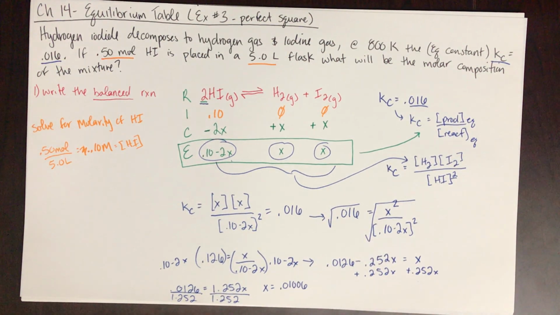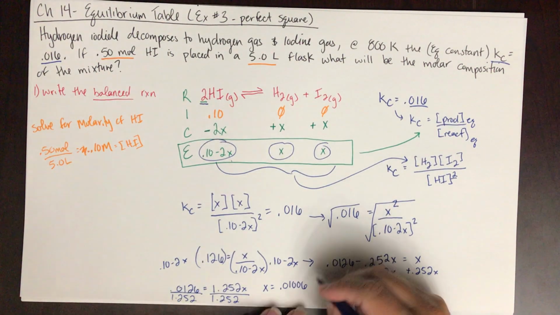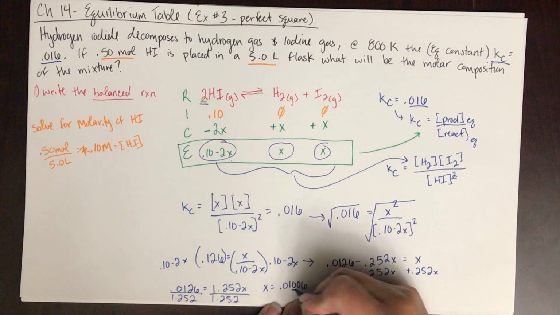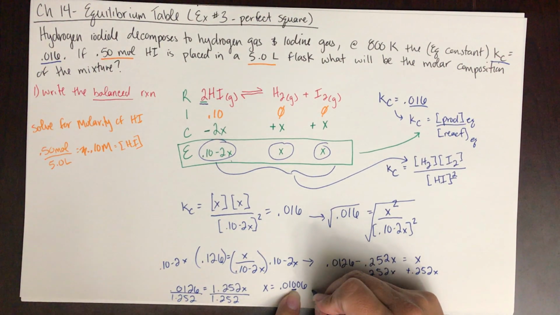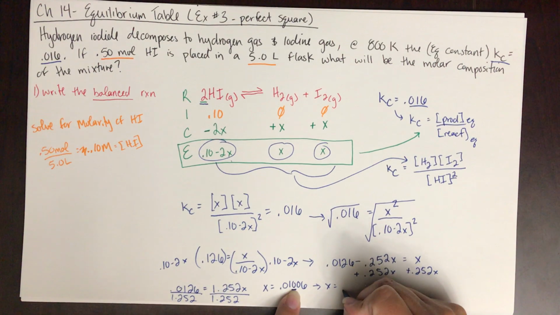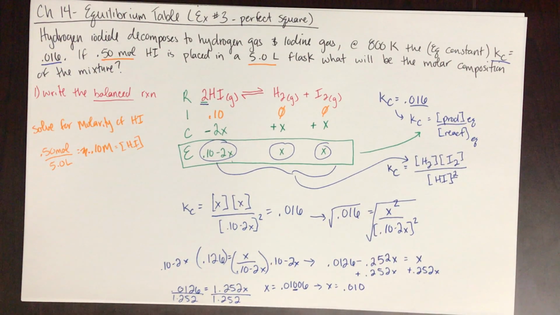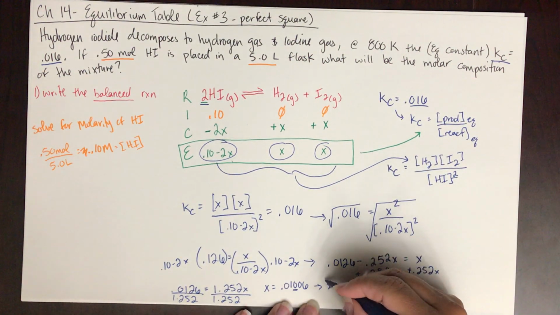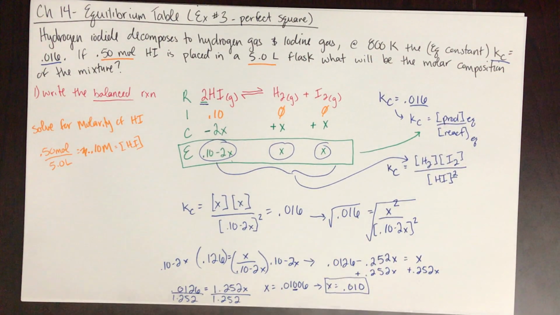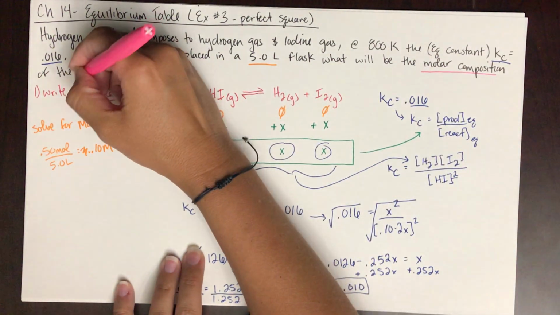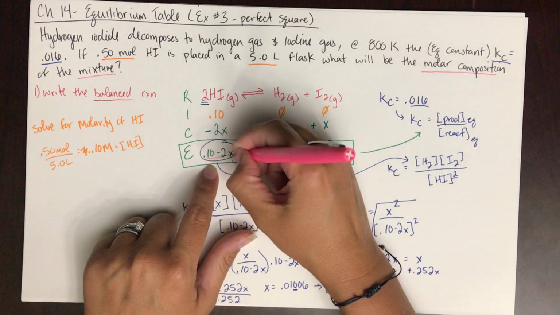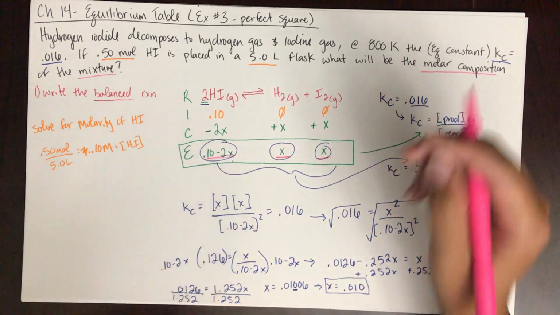Well, let's see how many significant figures my answer should have. It should have 2. So I'm going to say x equals, here would be my 2 significant figures, x equals 0.010. This is also where a lot of people make a lot of mistakes. These are kind of long and complicated problems, and oftentimes people get to the end right here and they solve for x, and they say, great, I'm done, I solved for x. But the question isn't asking for x, the question is asking what is the molar composition of the mixtures, which means what is the concentration of all of these things.